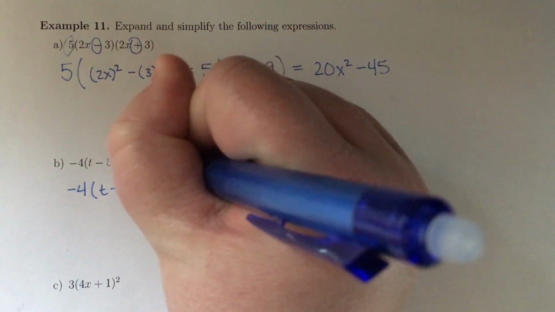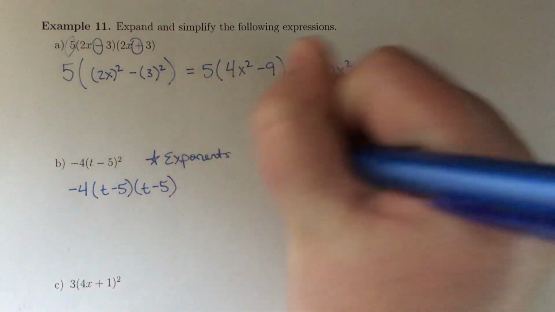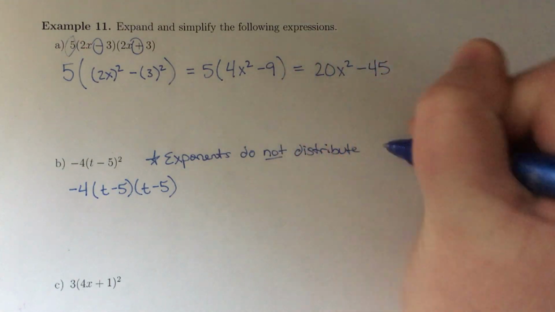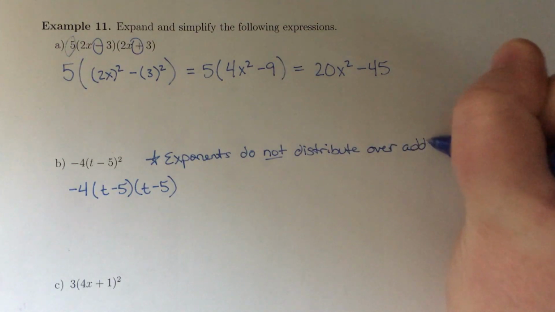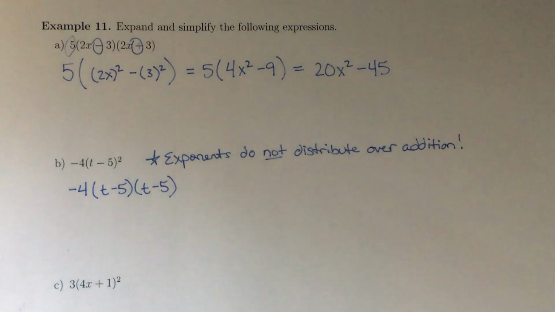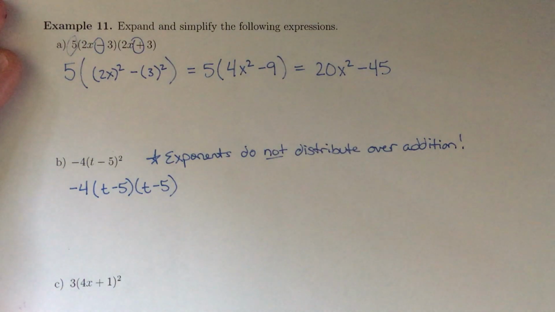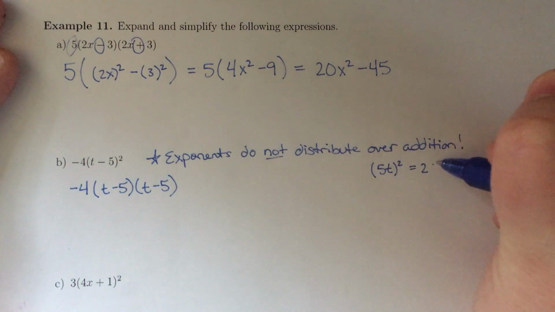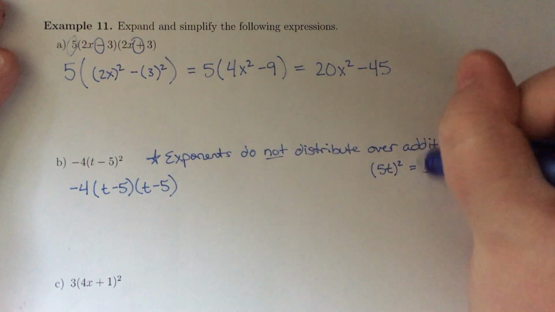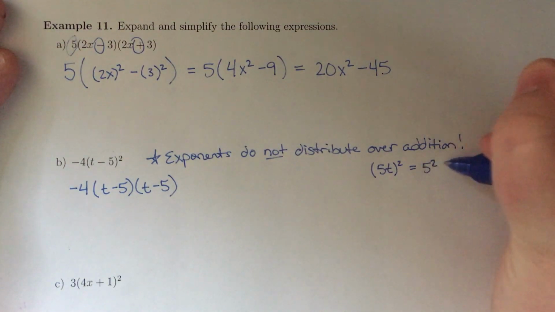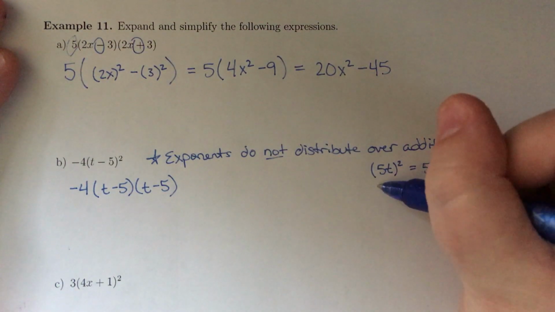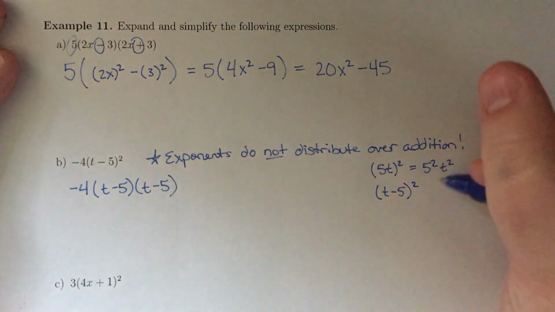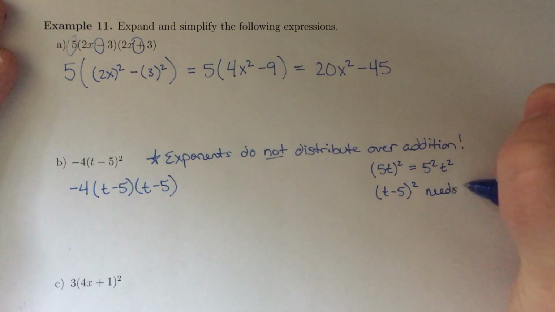So let's write that. Exponents do not distribute over addition. That's very important for us to understand. They do distribute over multiplication. So if we had 5t quantity squared, let me write it with the distribution. Then I could say, oh, well, that's 5 squared and t squared. But as soon as we have something like this where it's an addition or a subtraction with an exponent, then we need to use FOIL.